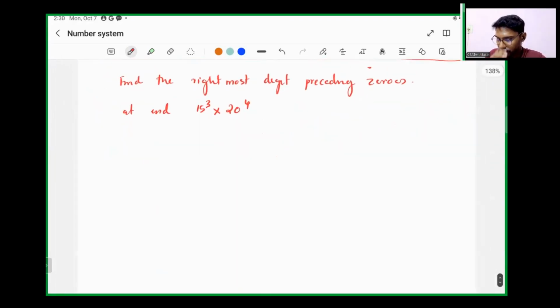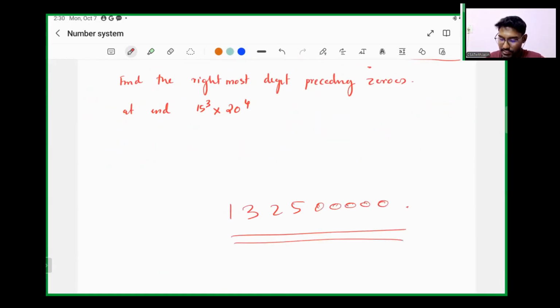So now I'll give you one number here, 132500000. So let's say this is the number. So in this number, which is the rightmost digit preceding zeros? What do you mean by preceding and succeeding? What is preceding? What is succeeding?